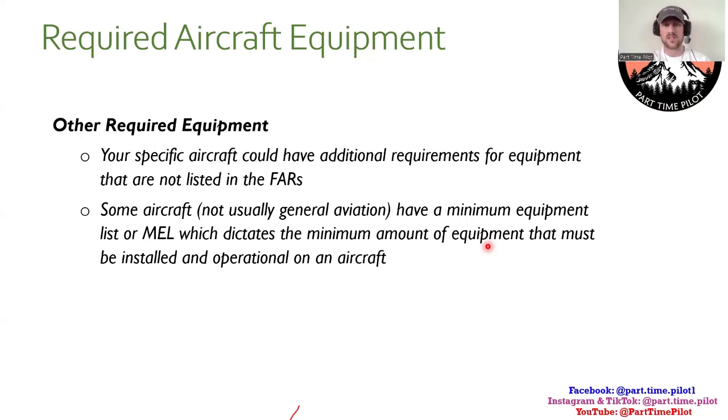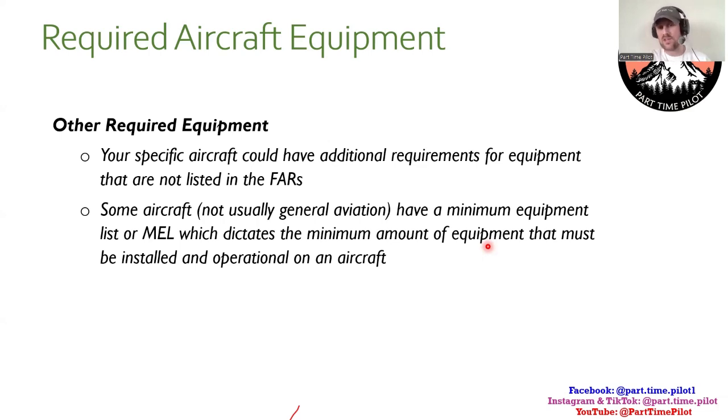Some aircraft, not usually general aviation trainer aircraft, but usually bigger ones, especially airliners, have a minimum equipment list, or MEL, which dictates the minimum amount of equipment that must be installed and operational on an aircraft. It makes sense because a lot of these big airline Boeing aircraft have redundant systems. So they might have two or three or four of the same pump or something, and they need to have three of those operational. So they need a big list that says, okay, this is the minimum equipment that you have to have installed and operational to be airworthy.